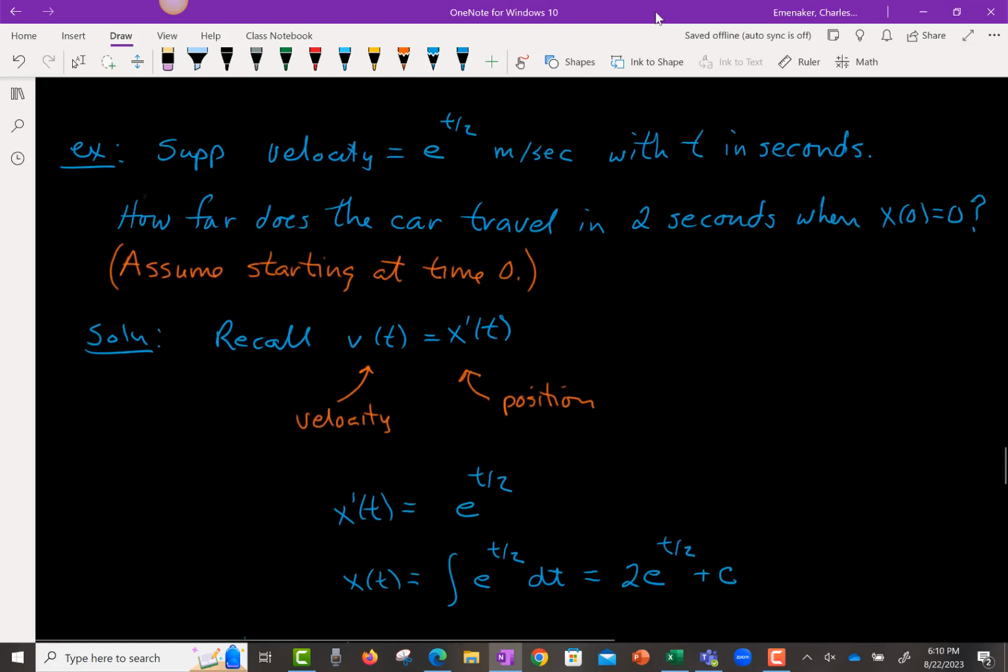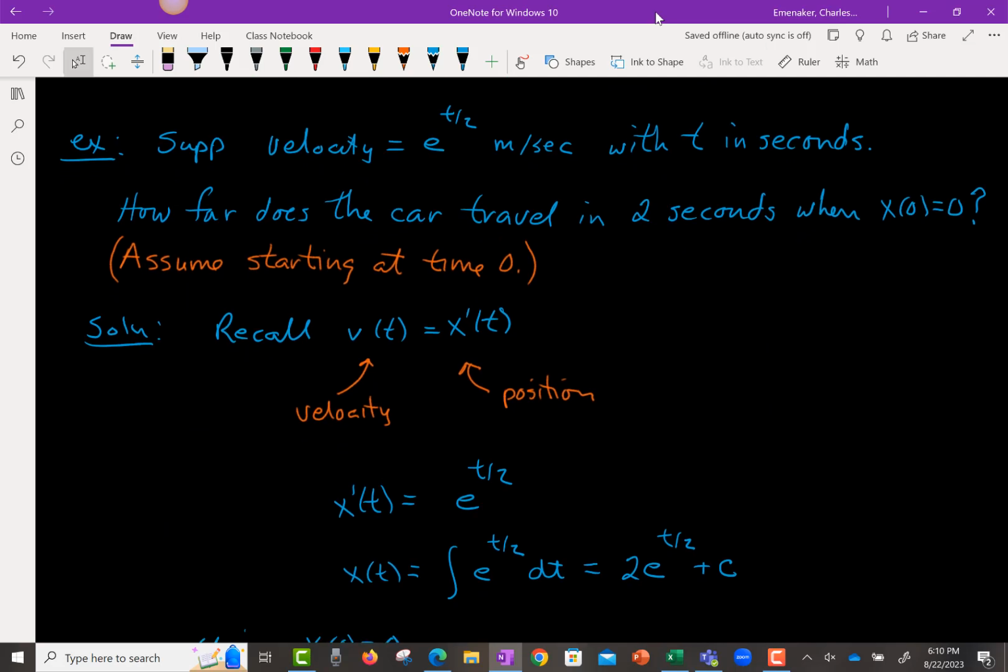All right, let's take a look at something a little more physics oriented, something perhaps more concrete to you. Suppose we have a situation with a car or something that's accelerating, and the velocity is equal to e raised to the t over 2 meters per second, with t in seconds. Nothing fancy. The question is, how far does the car travel in 2 seconds when, aha, we're given an initial condition? Here, our initial condition says when the time is 0, the position, x, is 0. So at time 0, it's at the start.